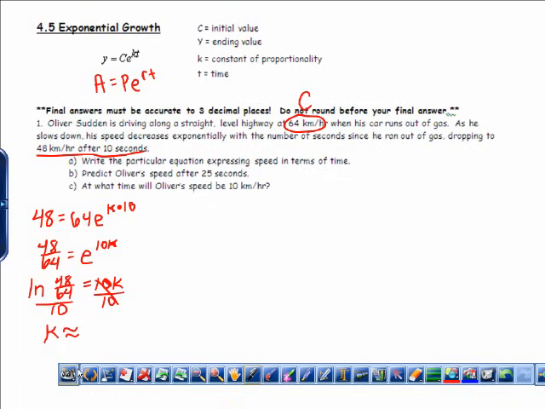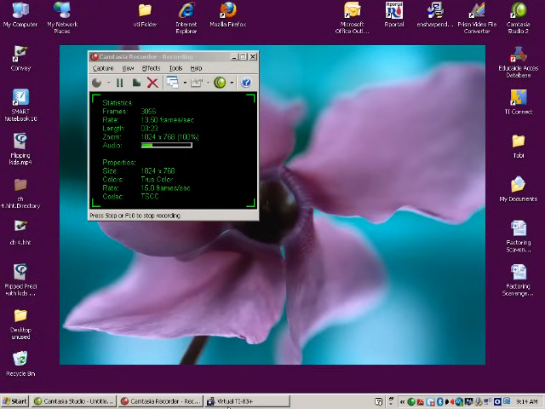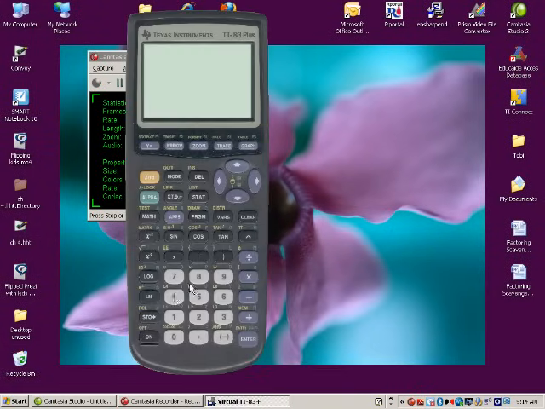All right, now let's go ahead and go into our calculator. If you pause the video and get your calculator out if you haven't yet, because we definitely want to all be on the same track here. So we're going to do natural log of 48 divided by 64, close the parentheses, then divide by 10, and that gives us our k value.